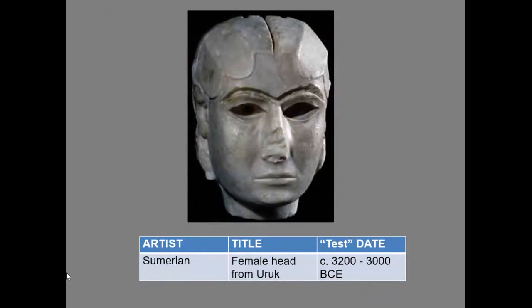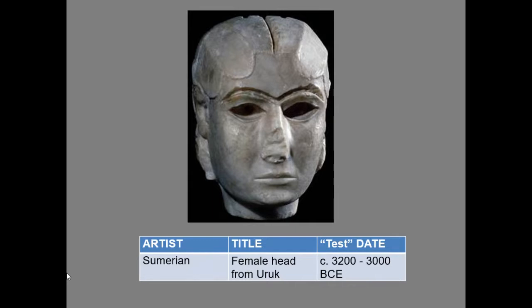Moving our attention then to Mesopotamia. Remember, Mesopotamia essentially means between the rivers, between the Tigris and Euphrates in what is now modern-day Iran, Iraq. One of the earliest settled civilizations in human history.